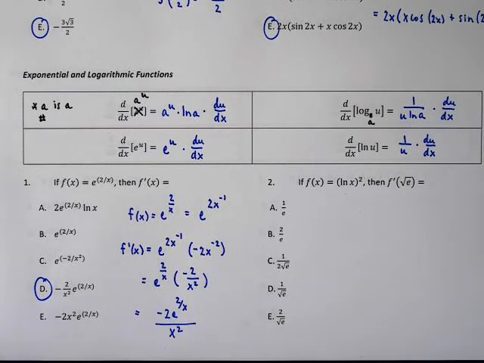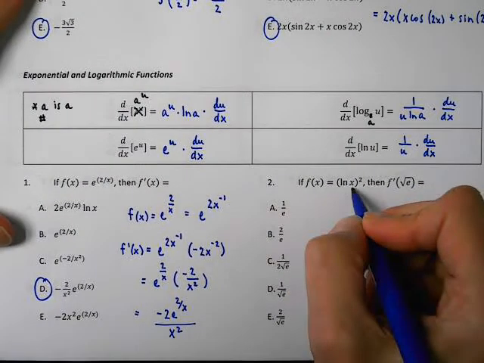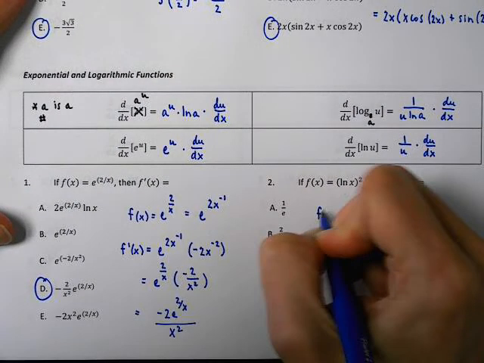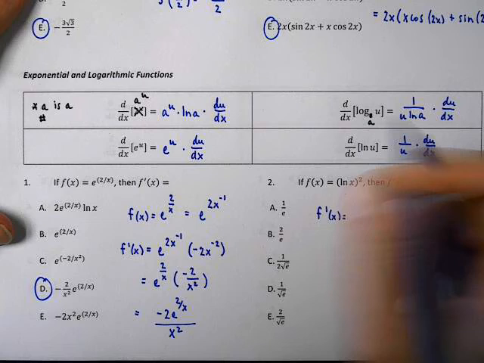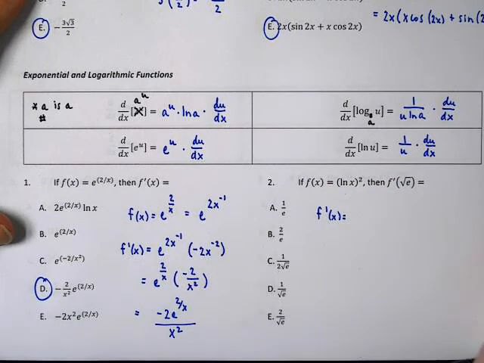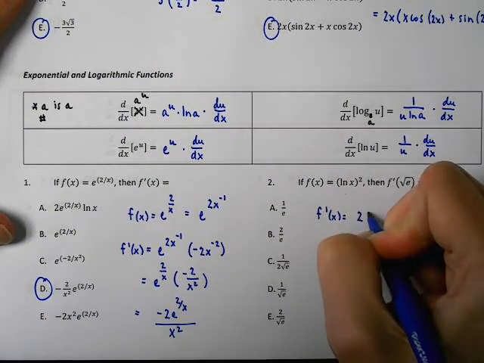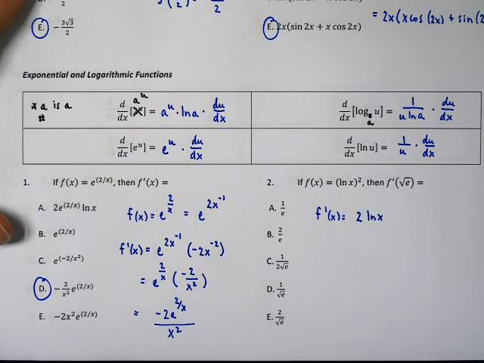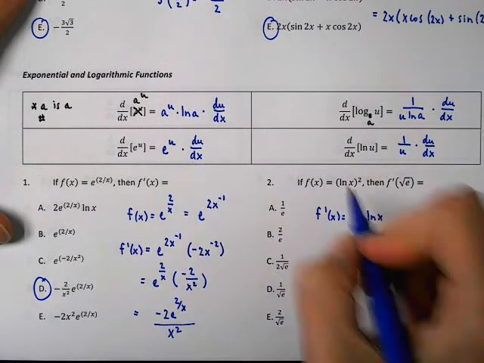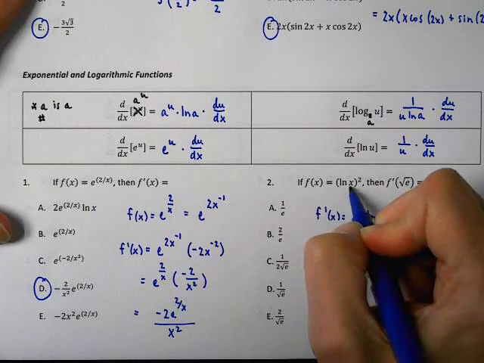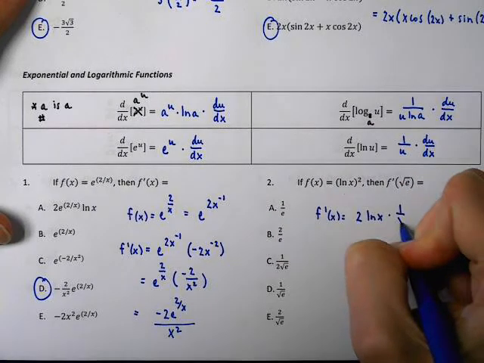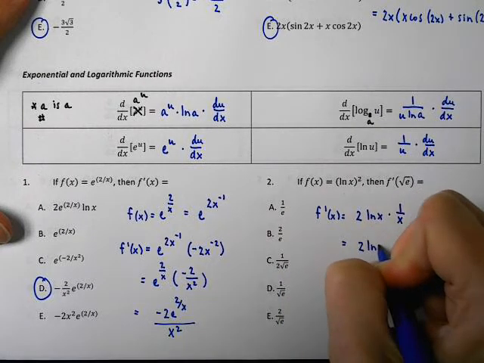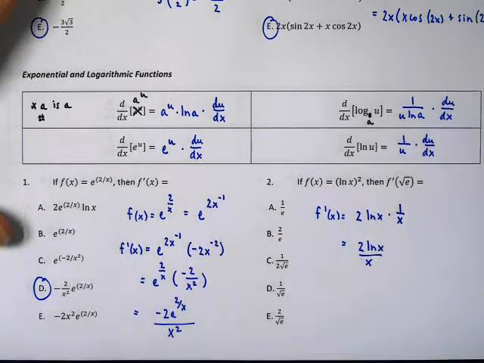All right, now for number 2, we have a natural log here, and you can see I've also got some chain rule. So if I do f prime of x, first I deal with my outside function, which is the 2. So I have 2 times the natural log of x. When I subtract my exponent, that just becomes 1. So I've dealt with the outside. Now I have to do the natural log of x, which is just 1 over x. So my derivative is 2 times the natural log of x over x.